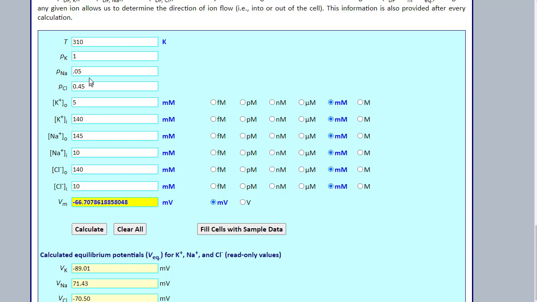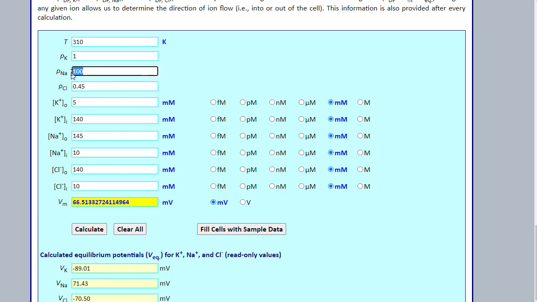Now you can see that because the membrane at rest is more permeable to potassium and Cl-, the resting potential of the membrane is pulled toward the equilibrium potential of potassium and Cl-, which are minus 89.01 and minus 70.5. That's been calculated for you down here. Now, if I were, for example, to make the membrane much more permeable, let's go with 100 here, to sodium, I start getting closer to sodium's equilibrium potential, which is 71.43, and the membrane potential is 66.51.